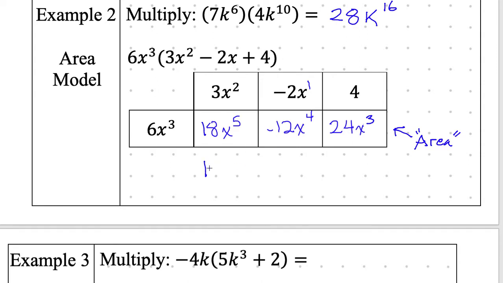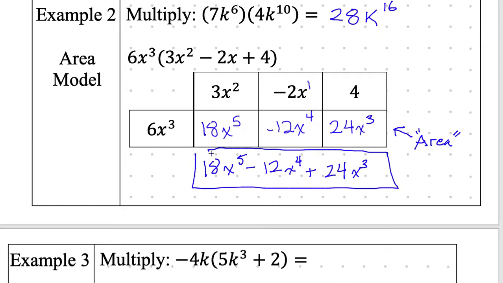So my final answer is 18x to the 5 minus 12x to the power of 4 plus 24x to the power of 3. I just add everything that was in the box. That is my final answer using the area model. Questions?